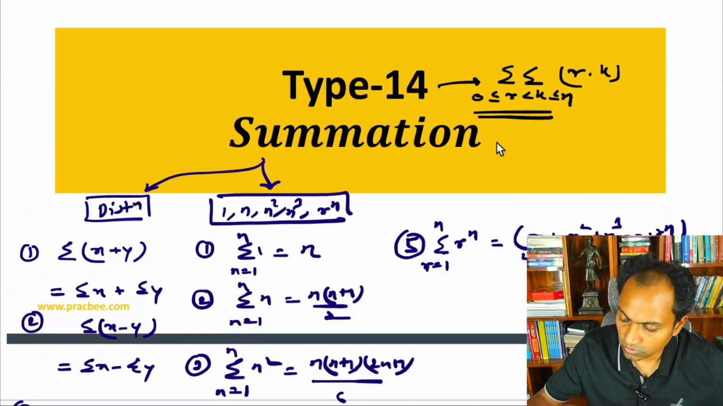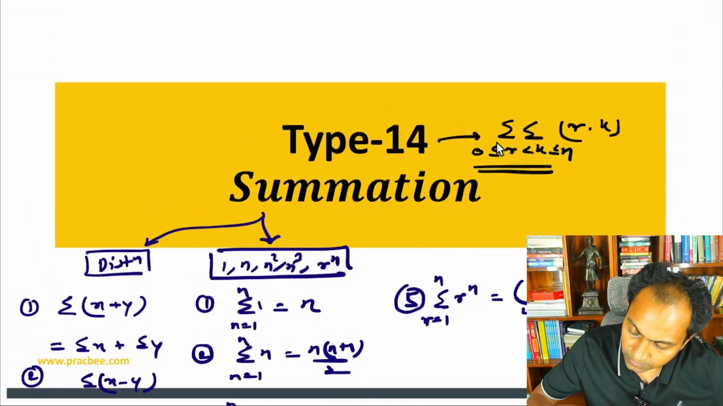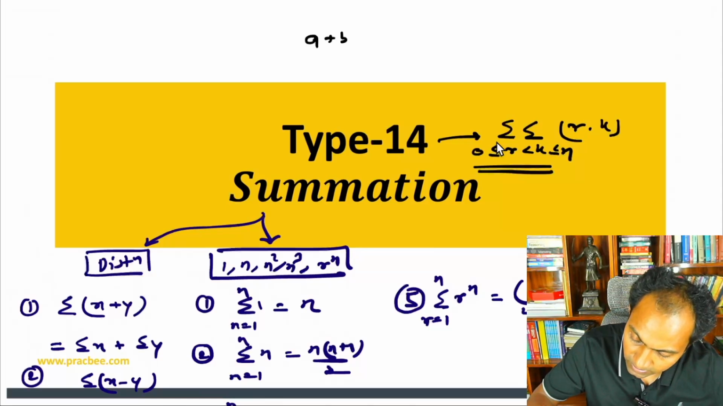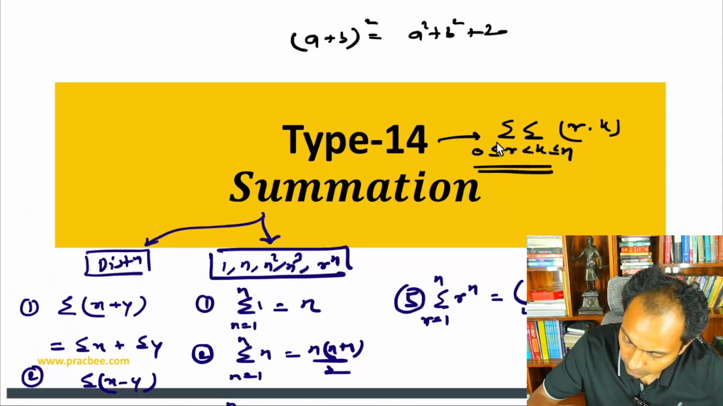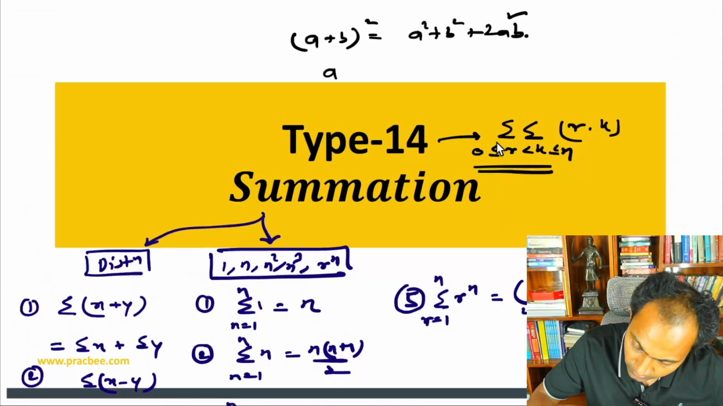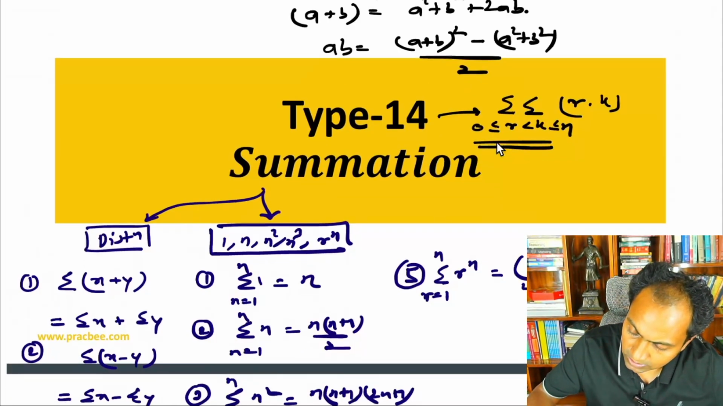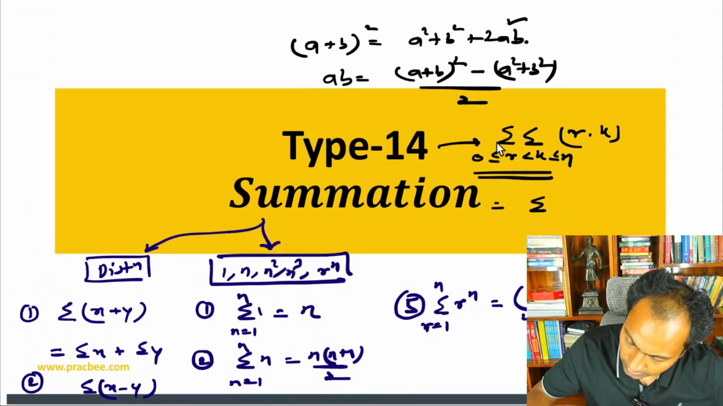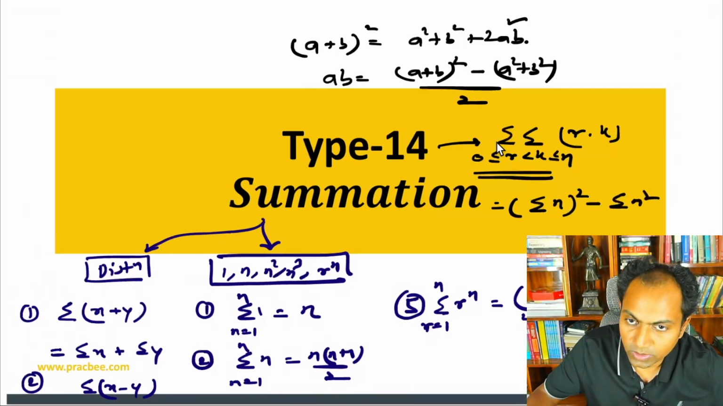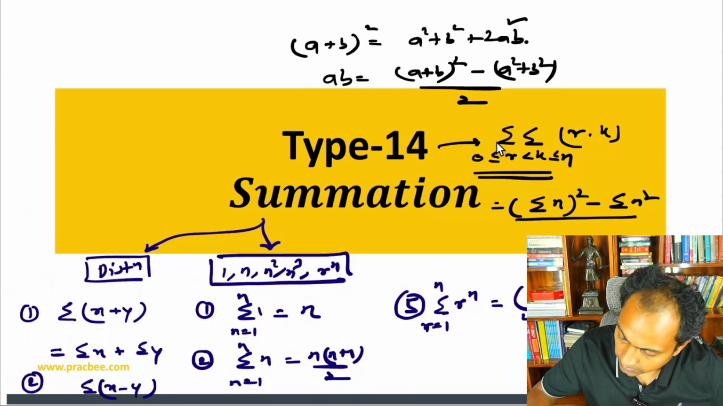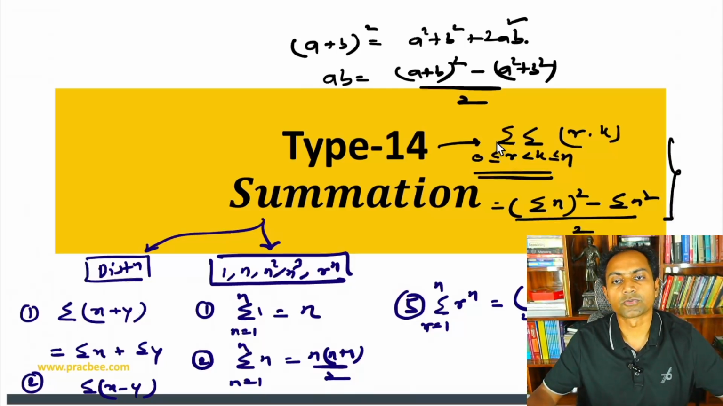For solving double summation questions, we will use this idea: if you have a plus b whole square, then a square plus b square plus 2ab will come. If I want to get the value of ab from here, it is nothing but a plus b whole square minus a square plus b square, divided by 2. So we can use similar logic and write this as summation of n whole square minus summation of n square, divided by 2. This is a very small shortcut that can be used to solve all such questions.